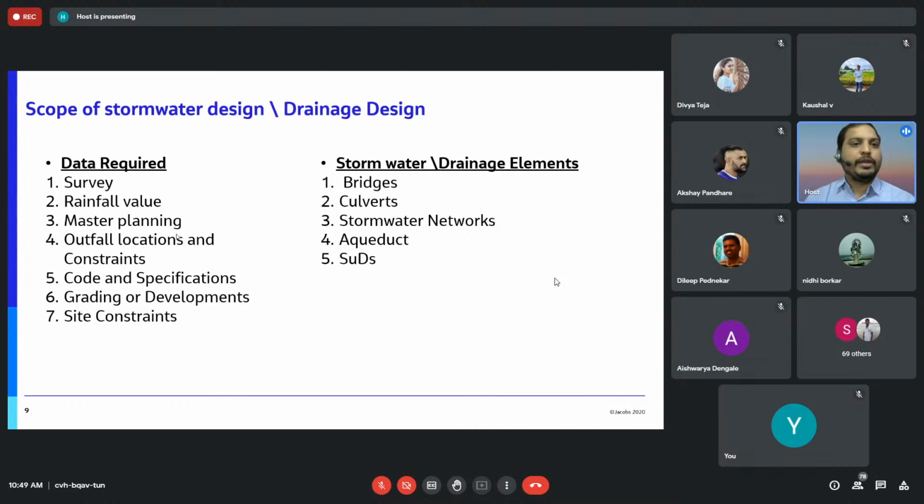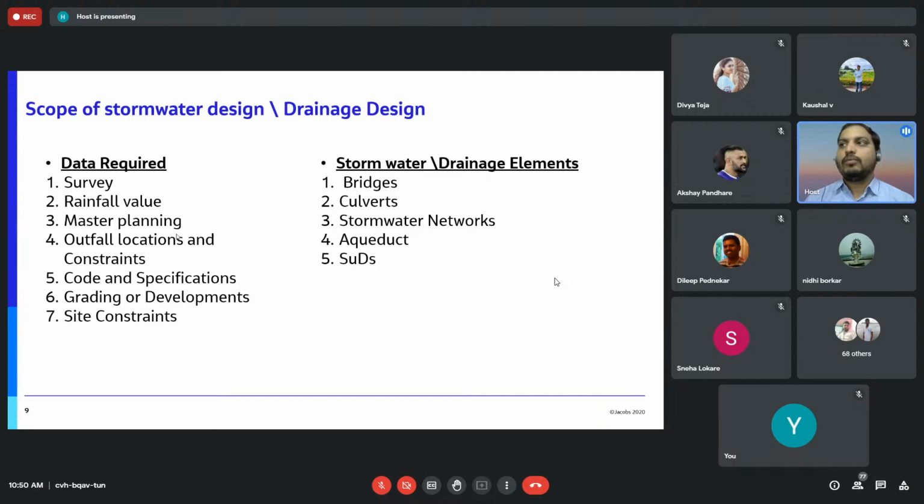Then the grading and development: how the site is going to be graded, how the levels are going to be checked and managed, how the cutting and filling is going to be balanced, and what the site constraints are. For example, some land may not be acquired, or this land may be acquired in future. This particular constraint we need to take into consideration while designing the stormwater part, because when an external catchment is there, we need to take care of that also, so that it will not affect our drainage design and our area.